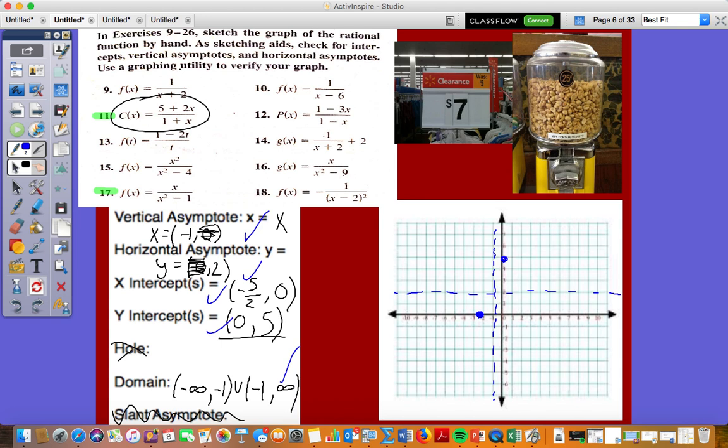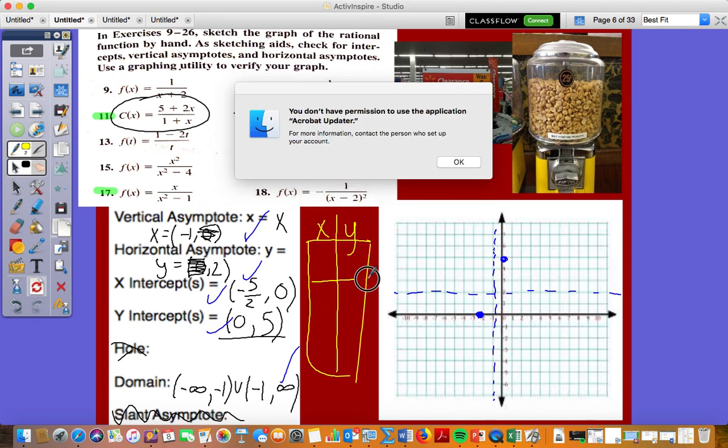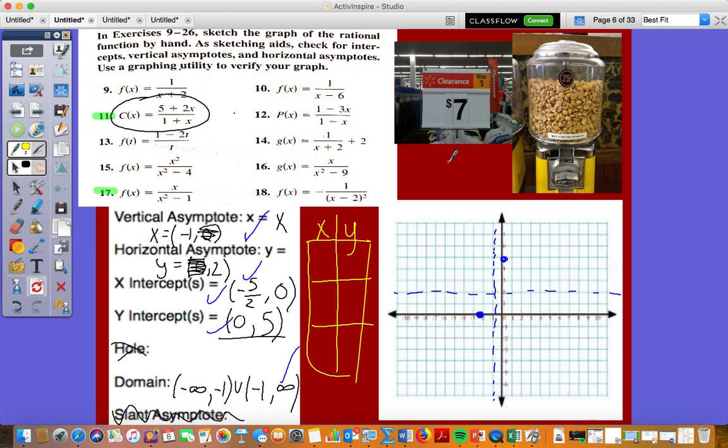Okay? Now here's the thing. You've got to stay within your vertical and horizontal asymptotes. Sometimes you have to plot different points. So sometimes you might need a t-chart. In this case, maybe not as much, but I'm going to do one anyway. Let's say for some reason I wanted to put in some points. I just wanted to check this out to see what was happening over here.